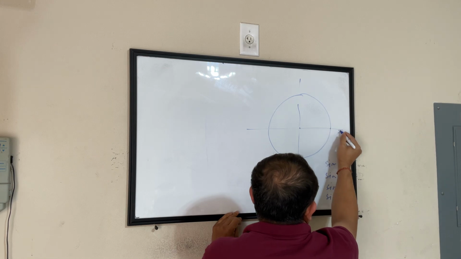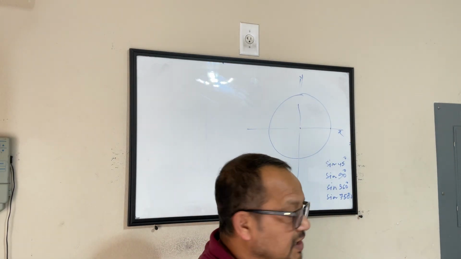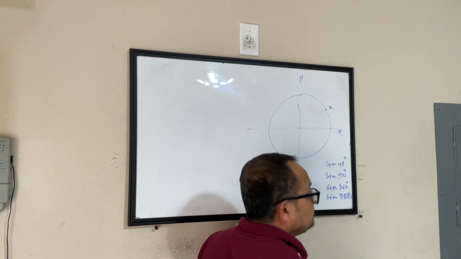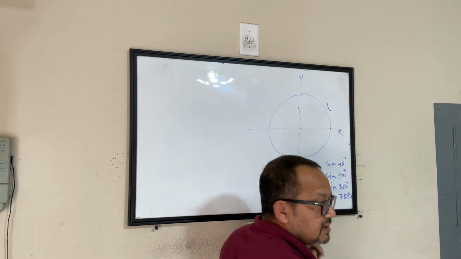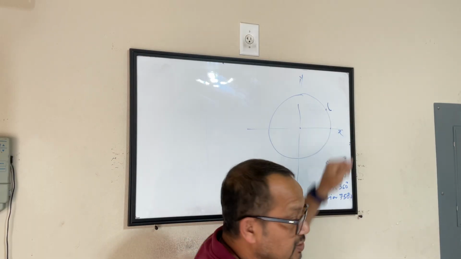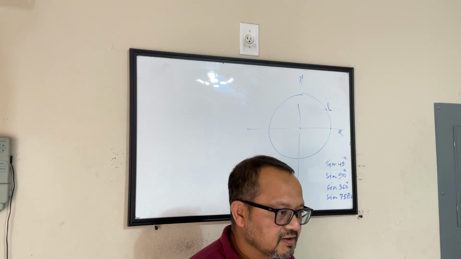This is my x-axis and this is my y-axis. If I randomly pick up a point here on the perimeter, let's say this point, there is an x-coordinate and there is a y-coordinate. Does anybody remember what is the value of x and y coordinate of any point on the perimeter when we are looking at a unit circle? Anybody?